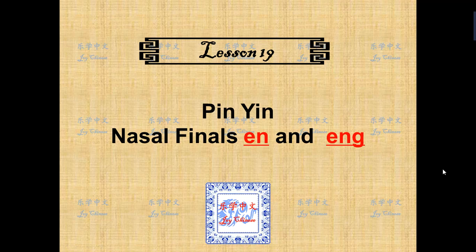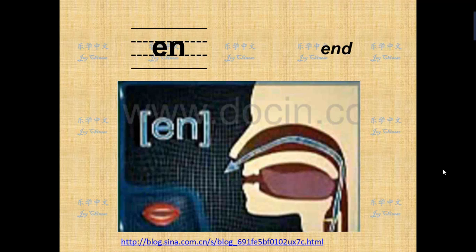Today I'm going to introduce two nasal finals, n and eng. When you want to pronounce n, you bring the airflow pass through your nose. This is why we call it nasal finals. At the same time, bring the tip of your tongue to the top of the mouth. Say n. The pronunciation is similar to end.